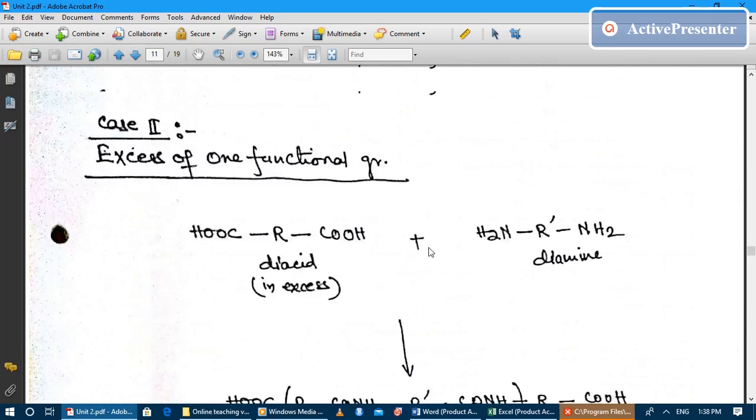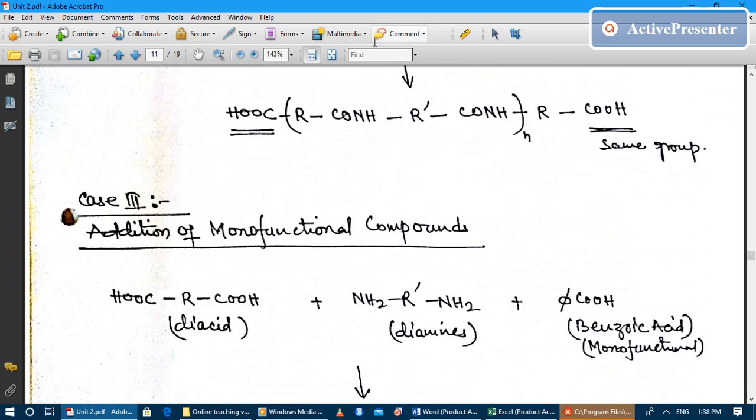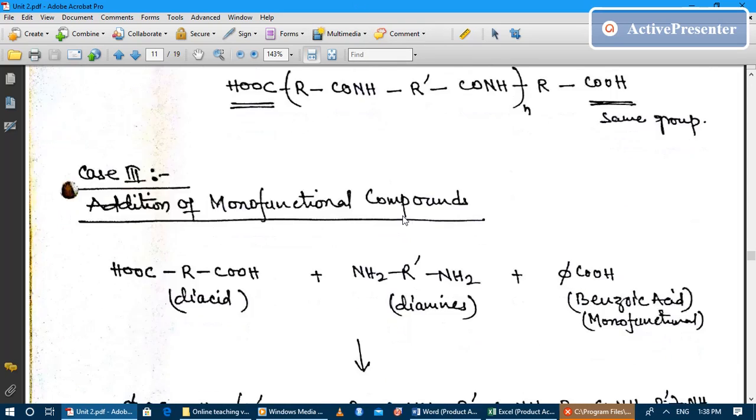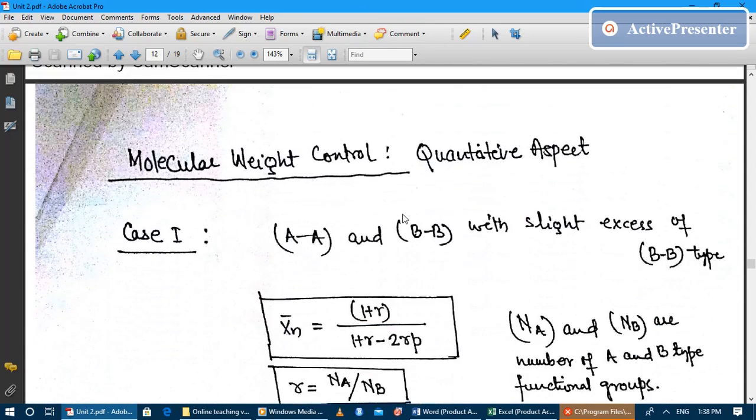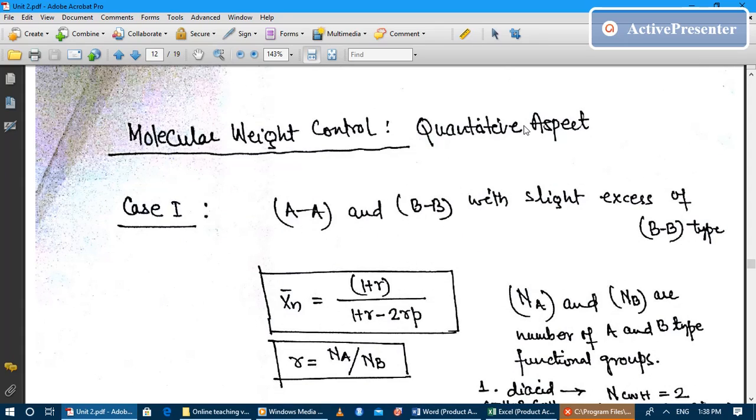So these are the three methods by which we can manage the molecular weight of the polymer. Now we'll see the quantitative aspect of molecular weight control.